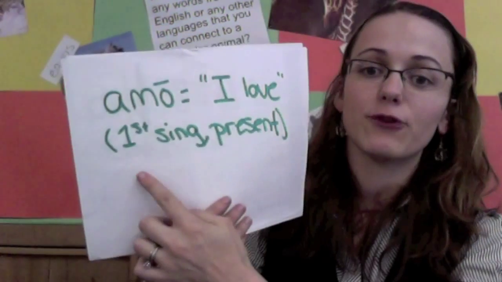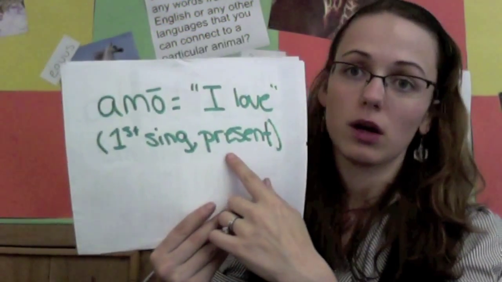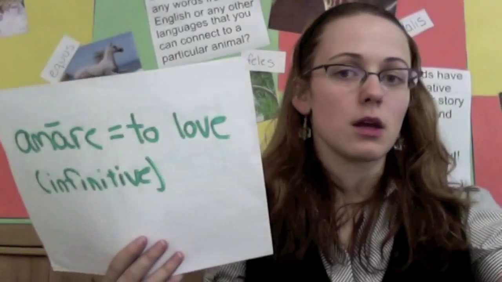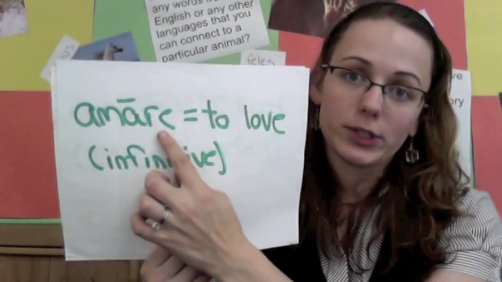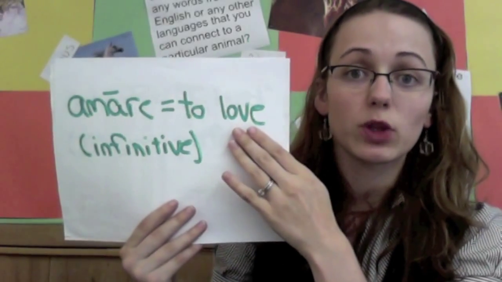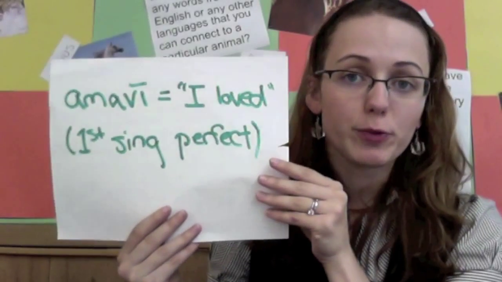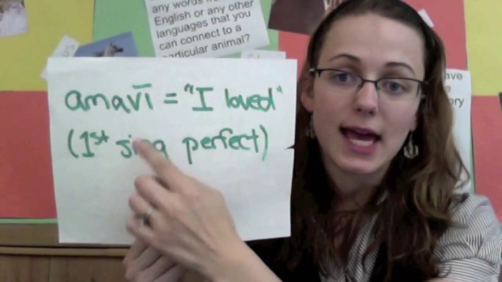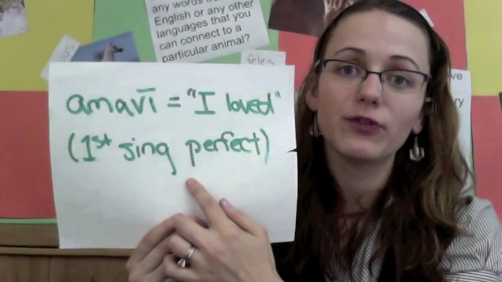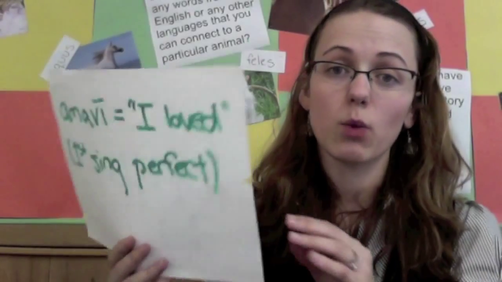Okay, so if you remembered that the first principal part is the first person singular in the present tense, you are correct. The second principal part, which tends to end in an RE, is known as the infinitive, and it translates with the word to in front of it. The third principal part ends in an I, and it is the first person singular in the perfect tense, and it would translate I loved. And again, we're not going to worry about the 4th principal part today.